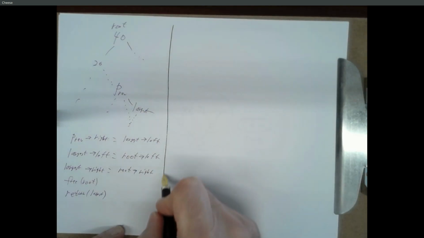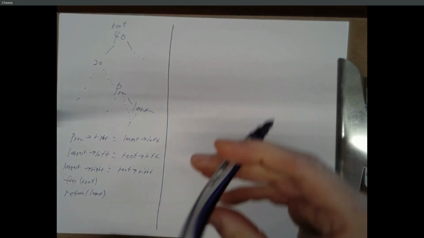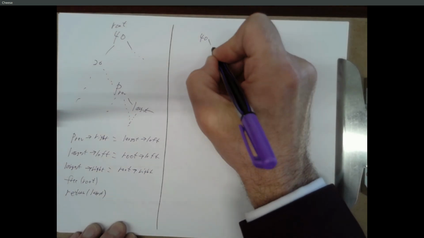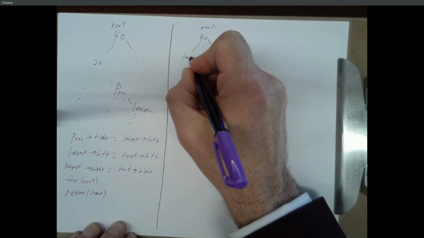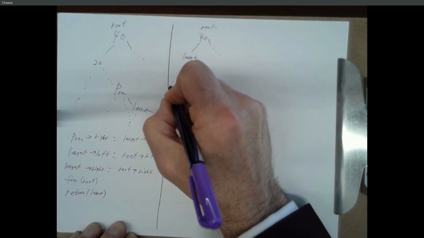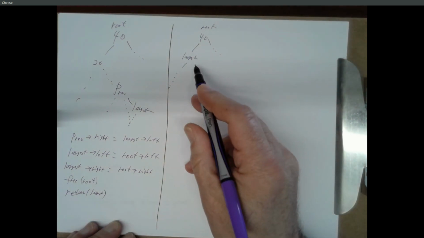So that's your general case. An edge case: this is still our root. This is our largest here, and we got stuff hanging off here, but there's nothing to the right of this node.